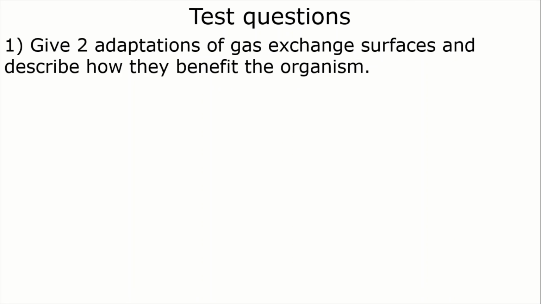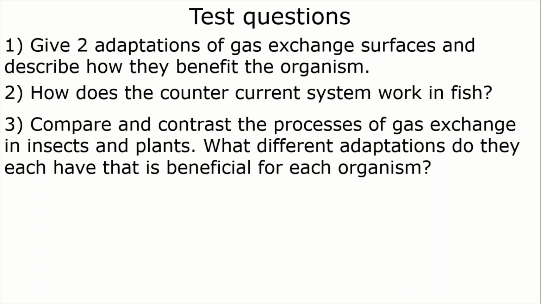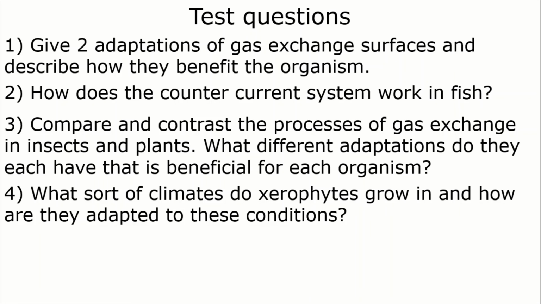Number 1. Give 2 adaptations of gas exchange surfaces and describe how they benefit the organism. Number 2, how does the countercurrent system work in fish? Number 3, compare and contrast the processes of gas exchange in insects and plants. And what different adaptations do they each have that is beneficial for each organism? Number 4, what sort of climates do xerophytes grow in, and how are they adapted to these conditions?